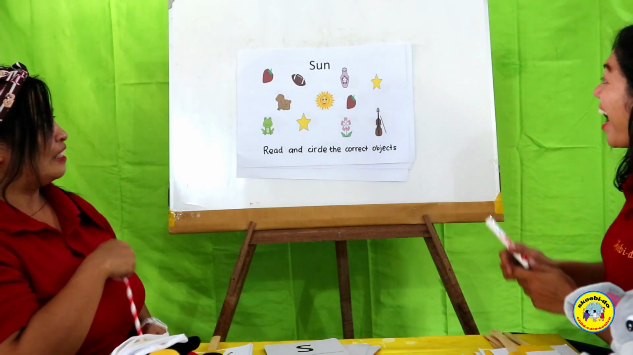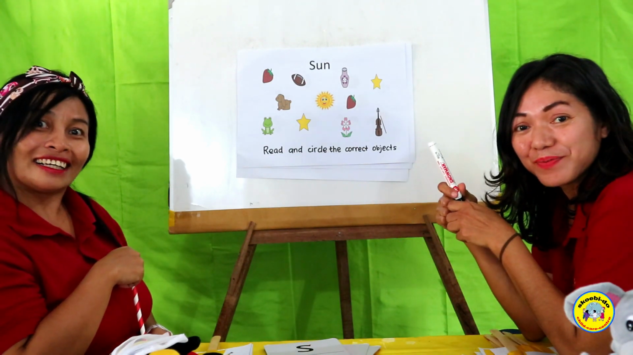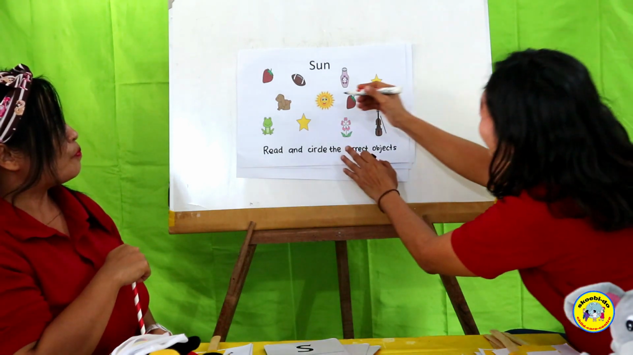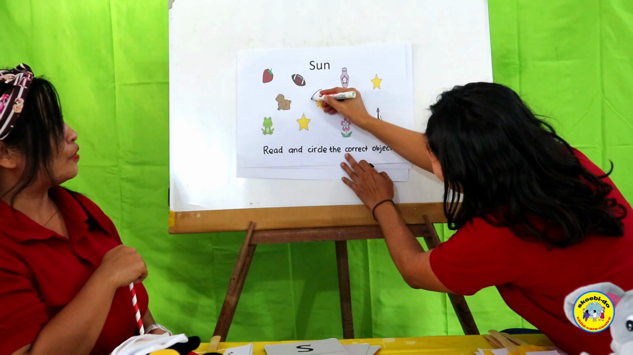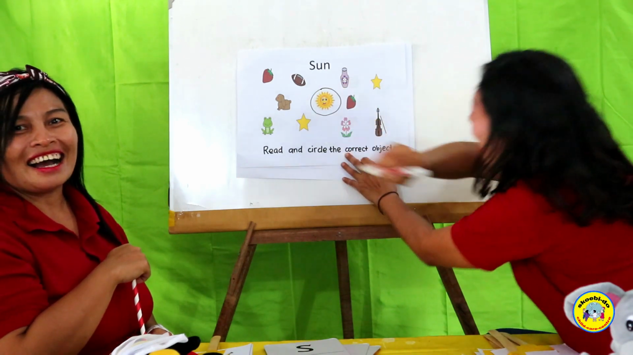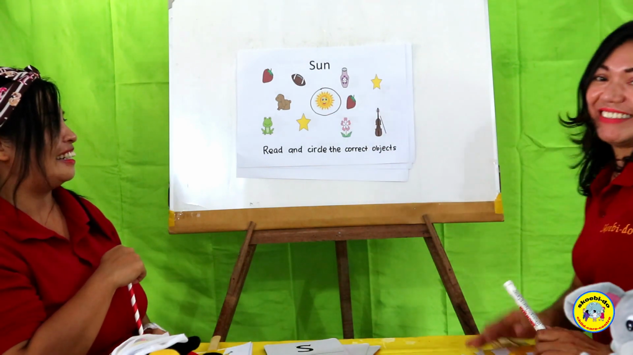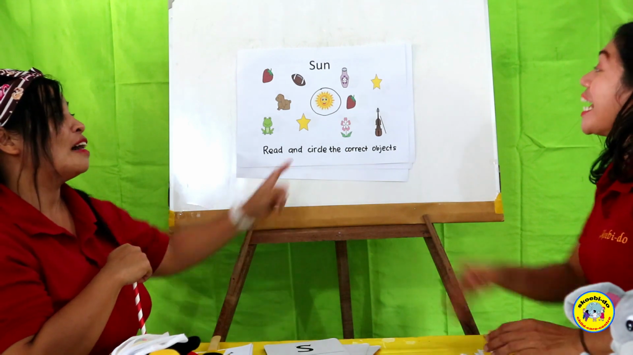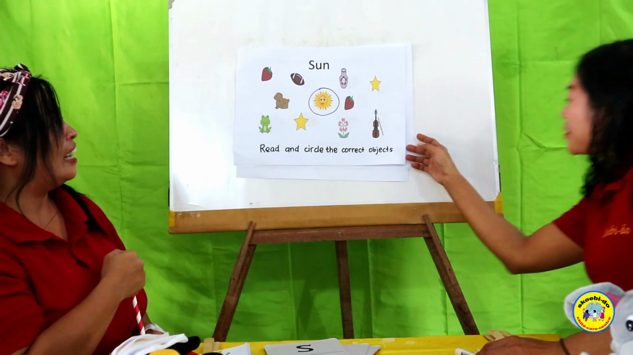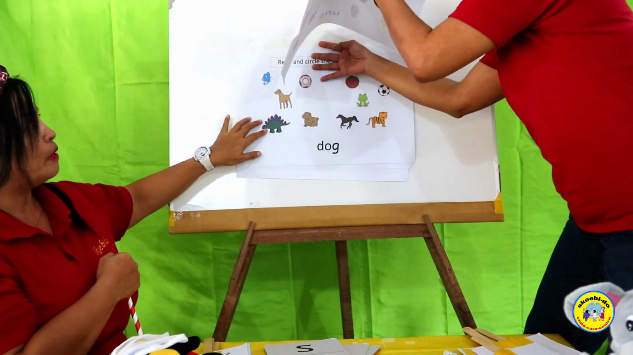Alright. Do you know, kids, which one is the sun here? Yes, you are right. Miss Diana will help us to circle the correct object. Wow, very good, kids! This is sun. Can we say one more time? Sun. Okay, let's try with another box that we have prepared already.